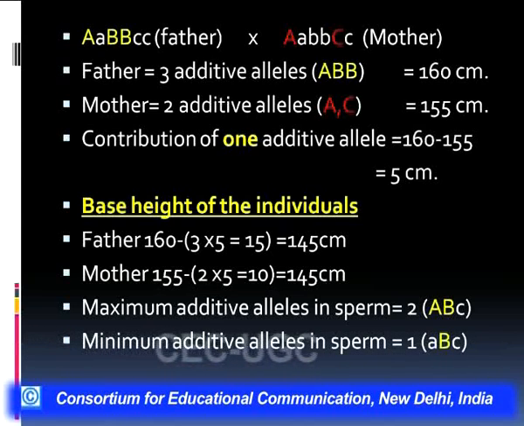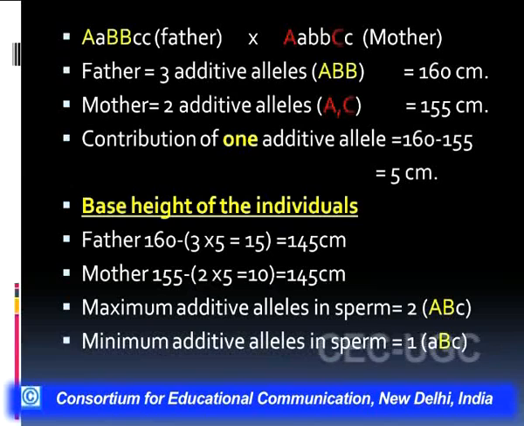Father is 160, he has 3 dominant alleles, that means their contribution is 3 into 5, that is 15. If these 3 were not there, father would have been 145 centimeters, which is his base height. Likewise, the mother has 2, she is 155 and therefore, the contribution in her height of the dominant alleles is 10. So, she would have also been 145. So, 145 is the base height.